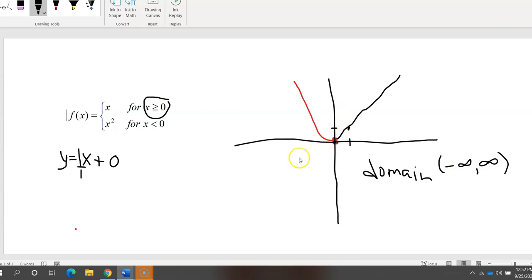All right, now our range, let's notice there's no negative y values in our graph. Our graph actually starts at 0, and we see that our pieces of the graph go up forever. So if we were to crush this thing onto the y-axis, it would start at 0 and go forever upward. So our range is going to be 0 to infinity. And 0 is a point on the graph, so it gets the square bracket. Infinity always gets the open bracket.